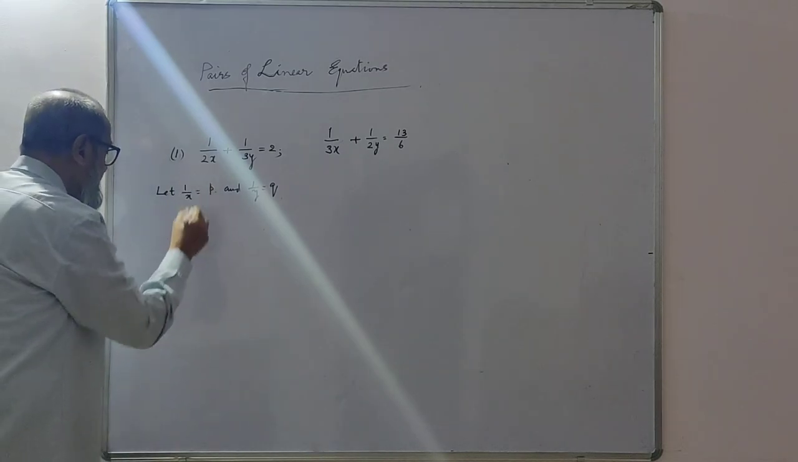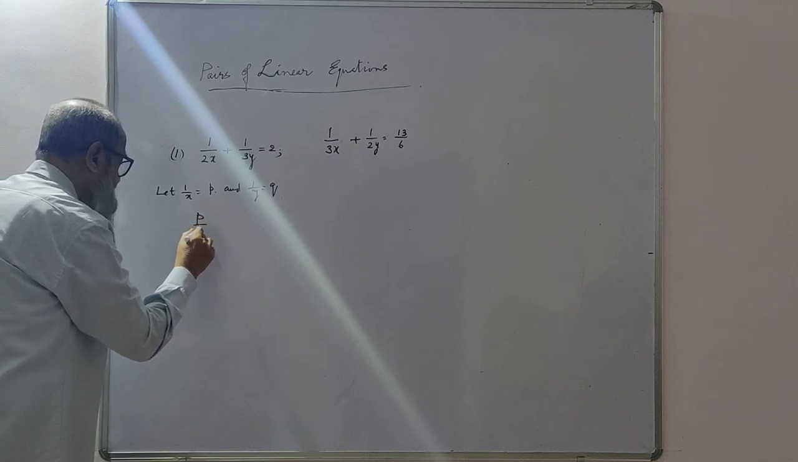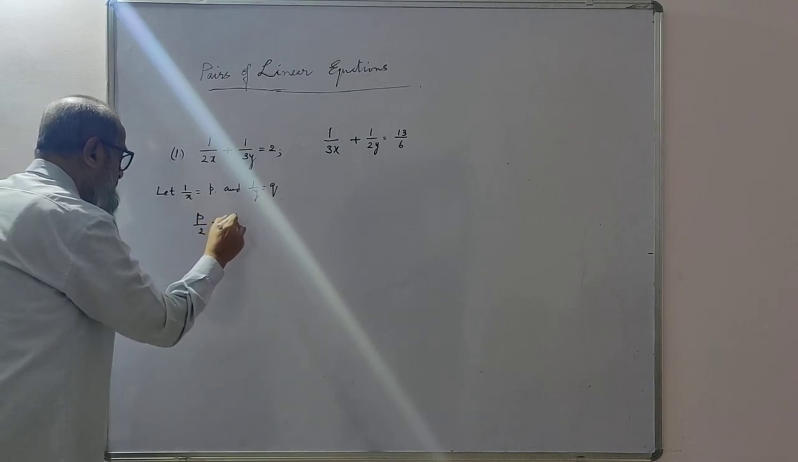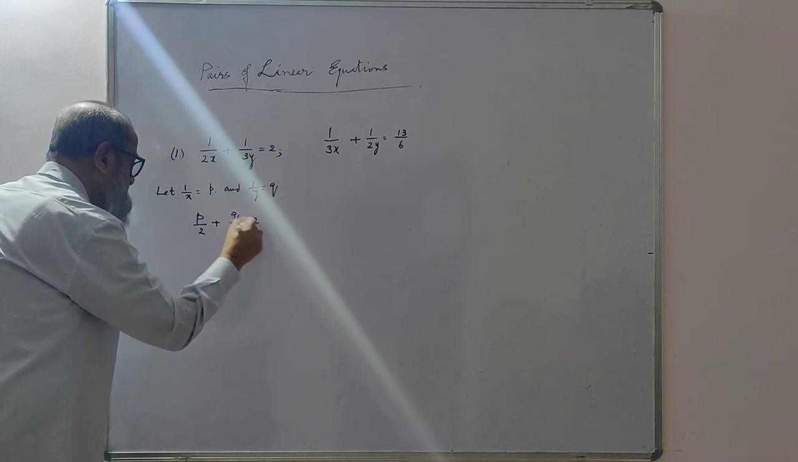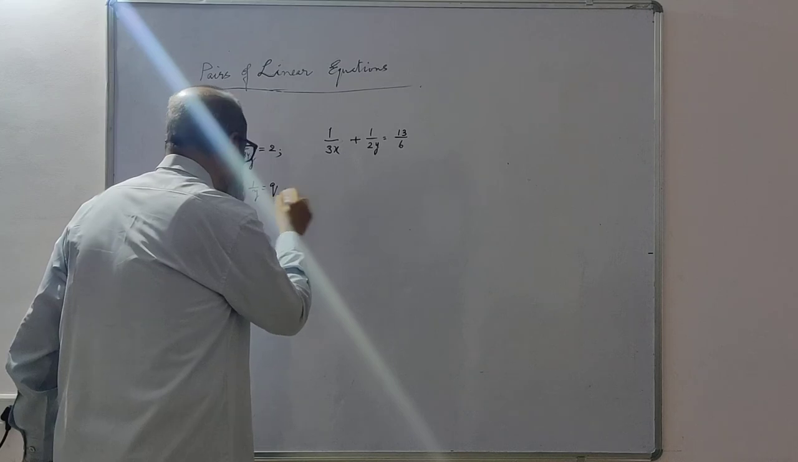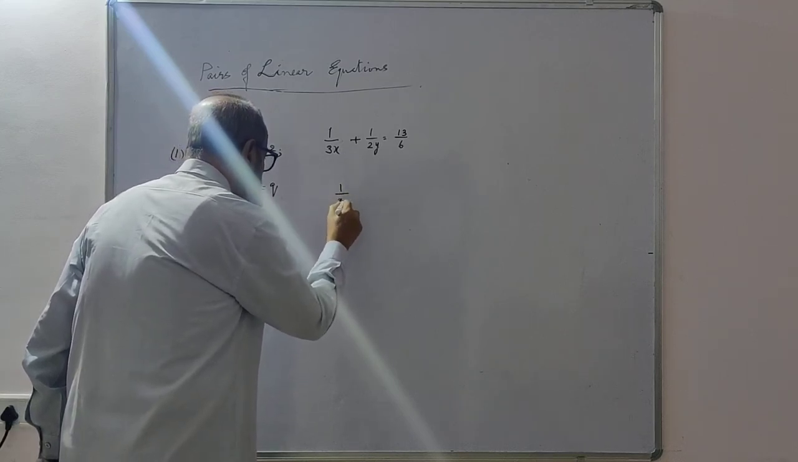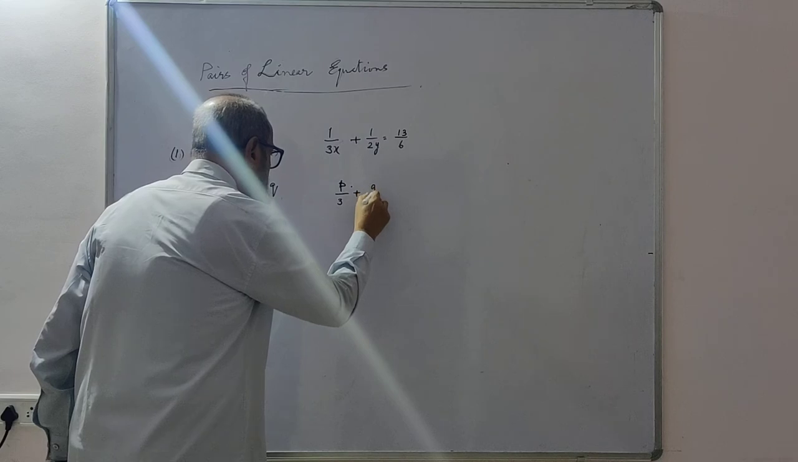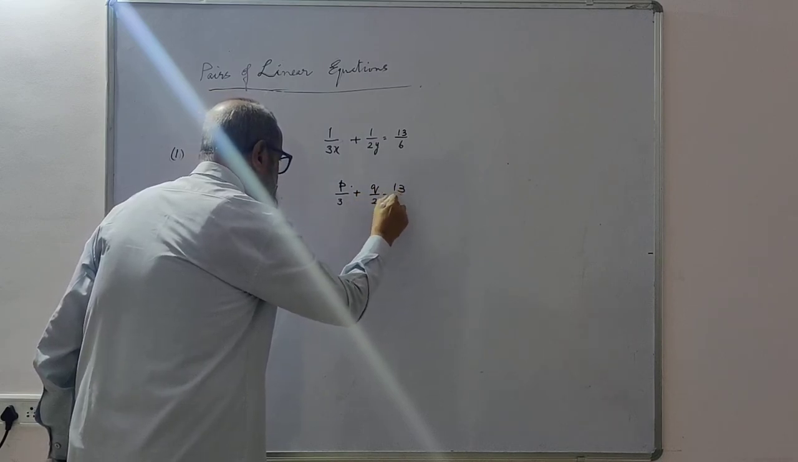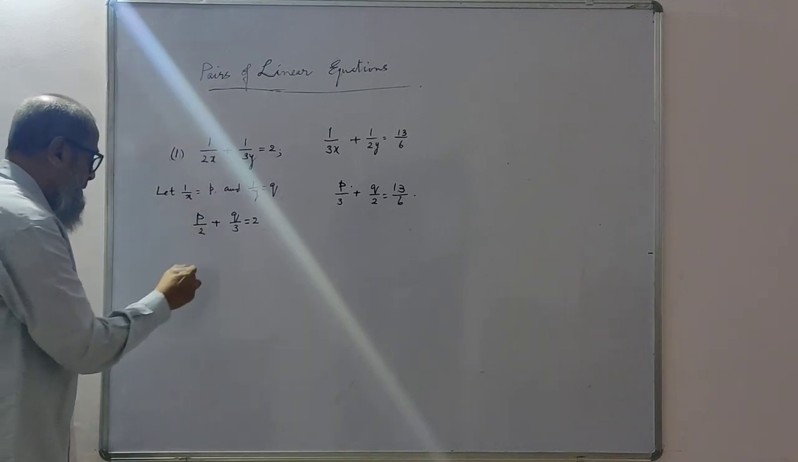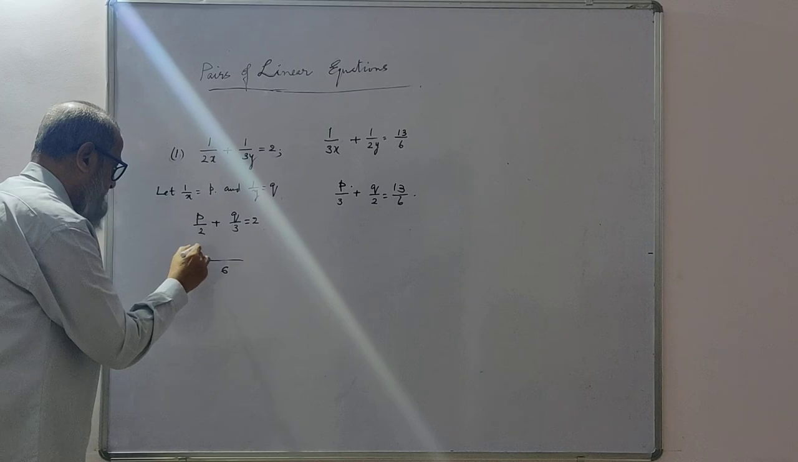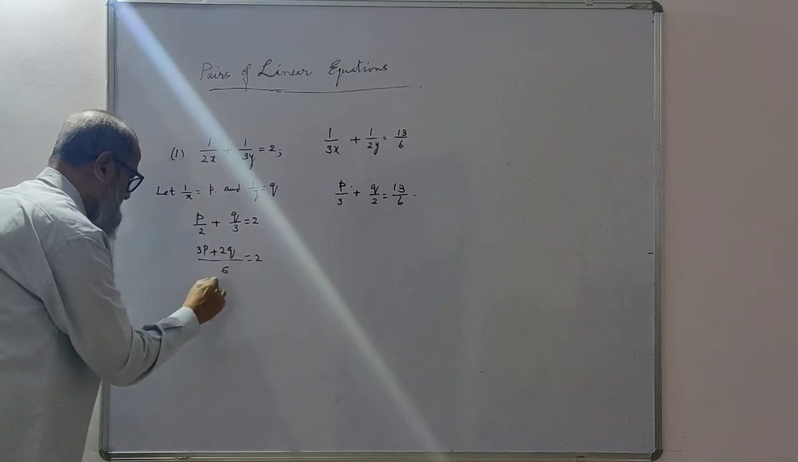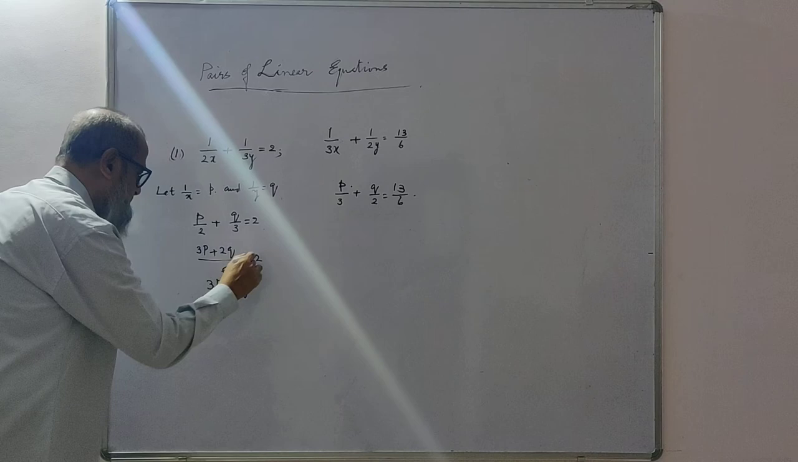So here it will be p by 2, since 1 by x becomes p, plus q by 3 is equal to 2. This is one equation. The other is p by 3 plus q by 2 will be equal to 13 by 6. They become like this. Now the LCM here is 6. So this becomes 3p plus 2q is equal to 2 into 6, it becomes 12.